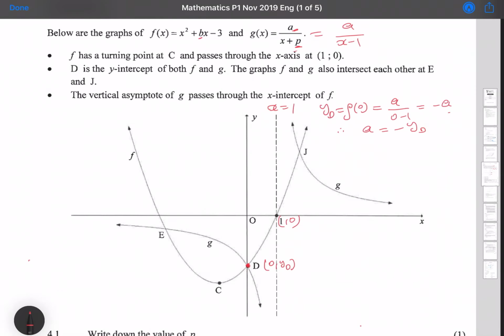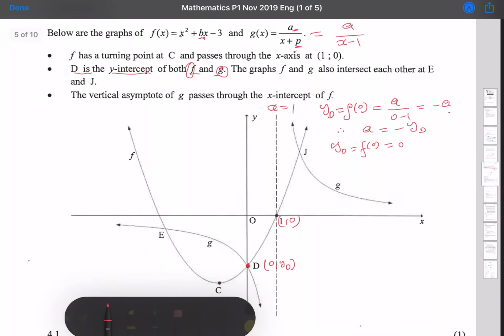And also remember, D is the y-intercept of f and g. We figured it out for the y-intercept of g, so let's now check the y-intercept of f. So meaning that yD is the same as f of 0. If you put 0 here, it's going to be 0. Put 0 here, it's going to be 0. So your answer is minus 3.